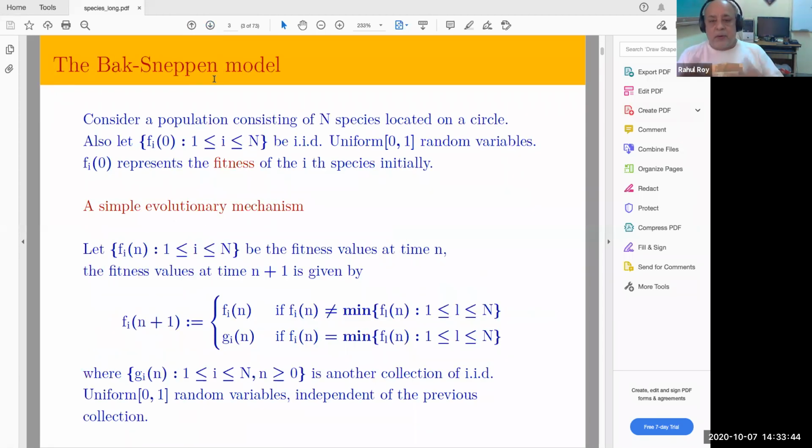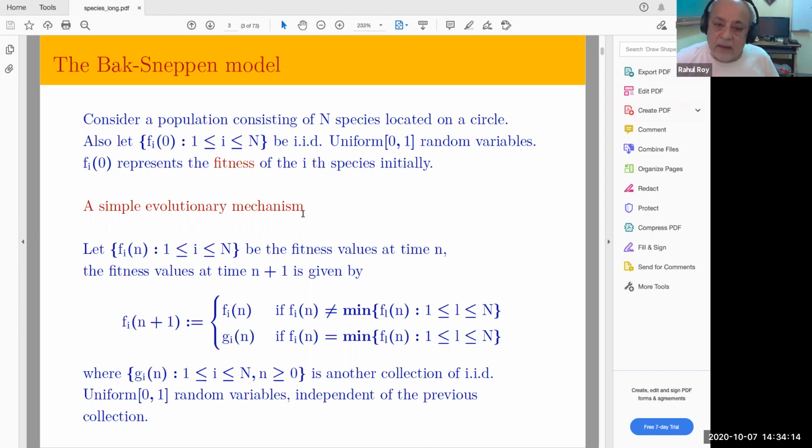So the real work here started with the Bak-Sneppen model. And the Bak-Sneppen model, what it is, it's a population consisting of n species located in a circle. And each of the species has a fitness parameter associated with it. So the fitness of the ith species at time 0 is f_i, and these are all IID uniform random variables between 0 and 1.